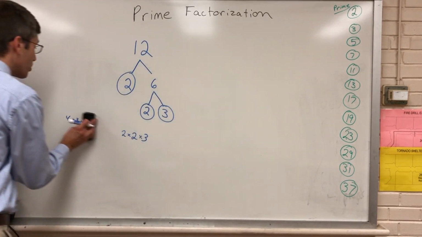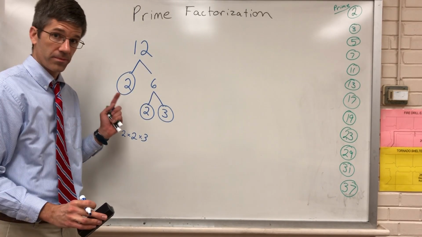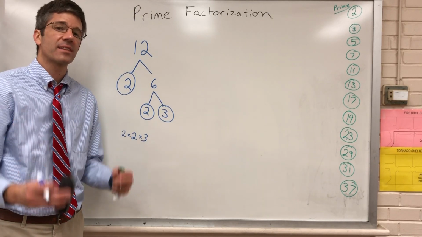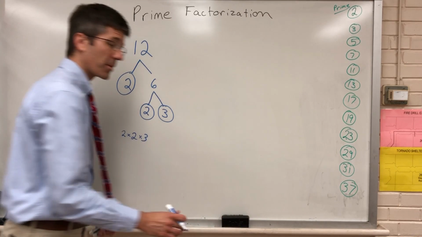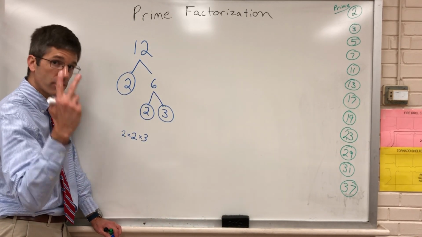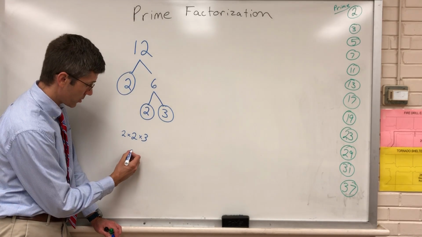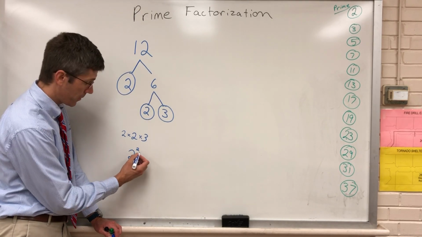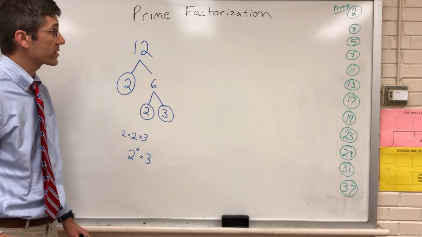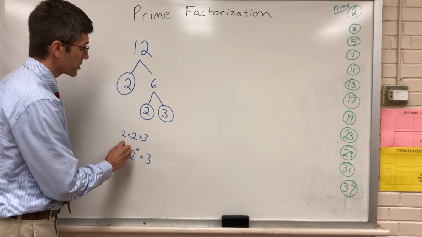Now, I could have started this problem with 3 times 4, or 4 times 3. I would have the same answer in the end. So I'm going to go one more step, and I'm going to say, well, 2 times 2, I have two 2's. So it's 2 squared times 3. And I have just factored 12 into its prime factors.